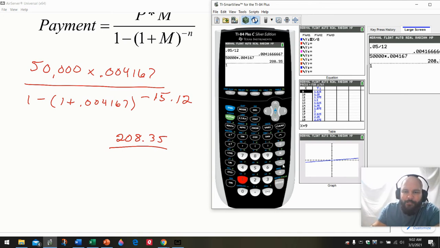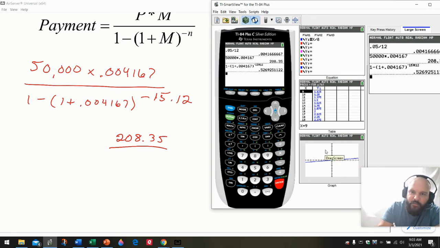Now, on the bottom, this is a bit trickier. We're going to start with 1 minus, then parentheses, 1 plus 0.004167, close that parentheses, and then use the caret. Again, the TI-83 people, you will need to put parentheses around this, negative 15 times 12. And you can close out your parentheses if you need to use them, and then hit enter. Now that number is, to 6 decimal places again, 0.526925.